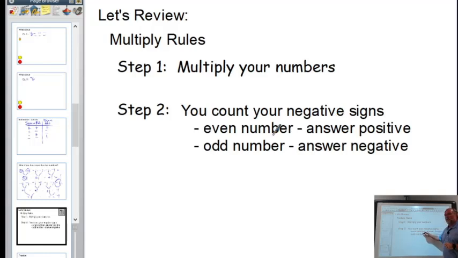If you have an even number of them, that means they all pair up. They all have a pair. And so it's going to become positive. But if you have that one left out, you have an odd number of negative signs, you're going to have that one negative left out. It's going to make the whole problem negative if it's all multiplying. Okay?